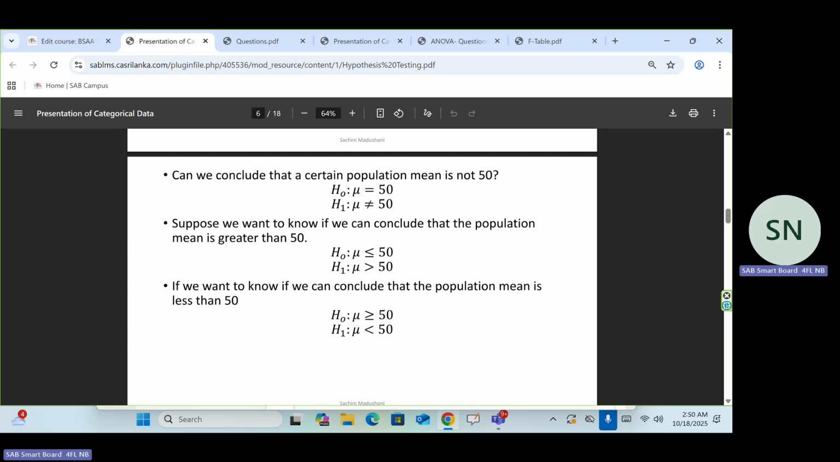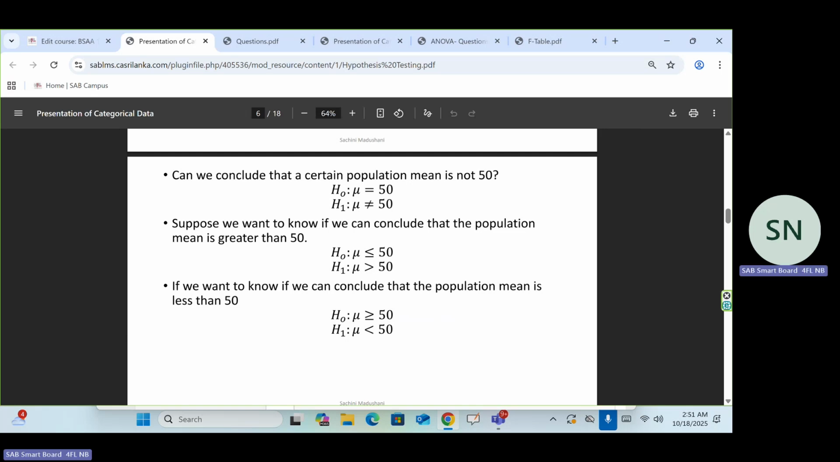Understood? Then here, first we take the first example. Can we conclude that certain population mean is not 50? Okay, then we need to say population mean is not 50. This is our alternative hypothesis. It's not 50 means it's not equal to 50. Yeah, 50 නෙමෙයි කියන්නේ 50ට සමාන නැහැ කියන එක. This is our alternative hypothesis.